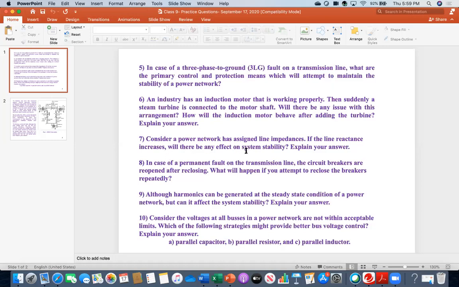Consider a power network that has assigned line impedances. There is a power network and it has the line impedance. Line impedance means it has an R value and an L value. So if the line reactance increases, will there be any effect on system stability? Explain your answer.